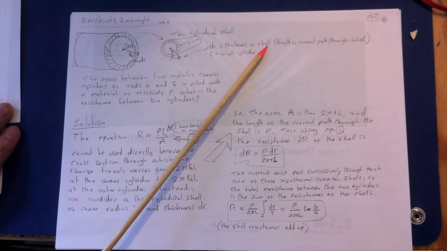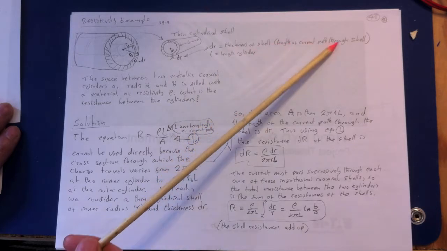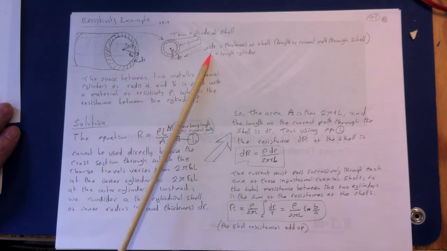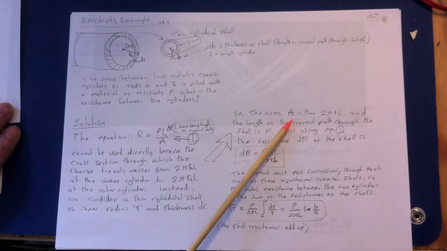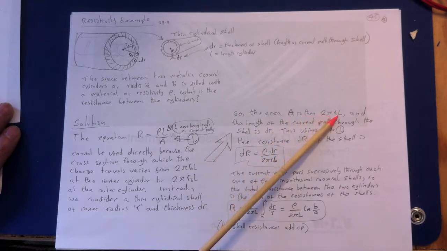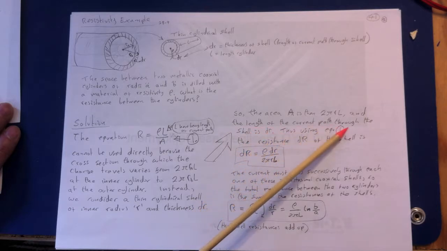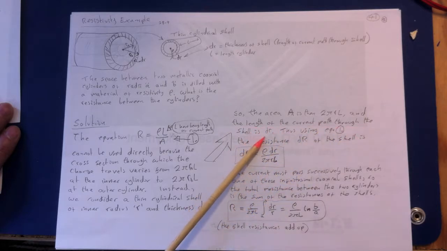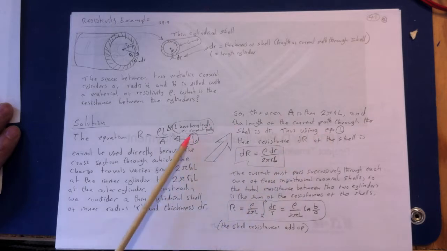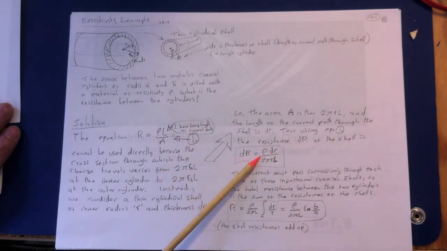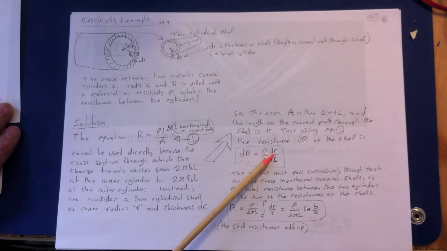So dr is the thickness of the shell, the length of the current path through the shell. That's the length that the current will pass through, and L is the length of the cylinder here. So the area A is then 2πrL, and the length of the current path through the shell is dr. Thus, using equation 1, the resistance dR of the shell is dR = ρ times dr over 2πrL.